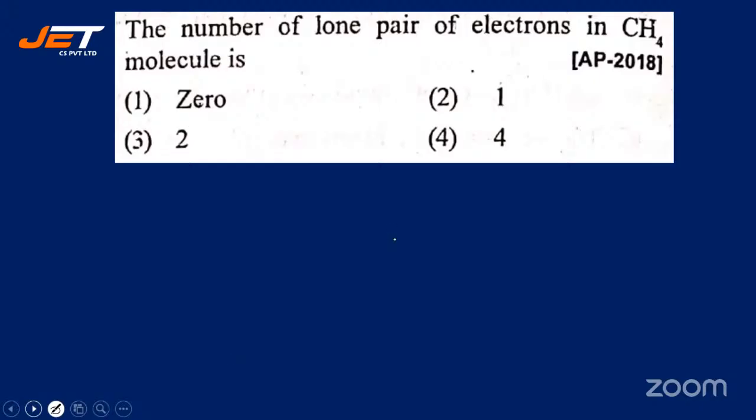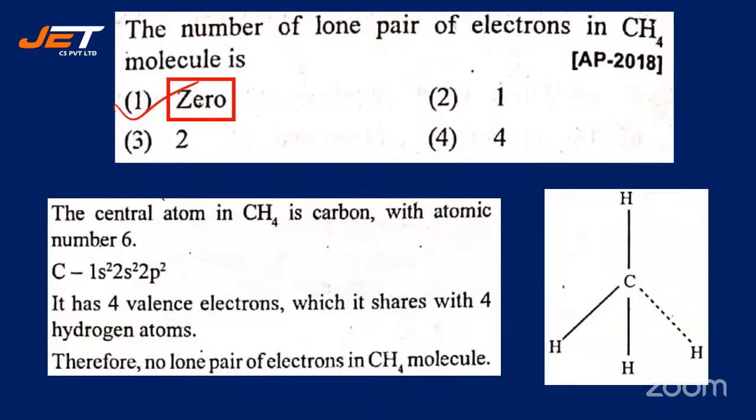Afia has mentioned it as option 4. Only one answer. There are no lone pair of electrons on methane molecule. It's a perfect covalent compound. The central atom in CH4 is carbon with atomic number 6, that is 1s2 2s2 2p2, has 4 valence electrons which is shared by 4 hydrogen atoms.